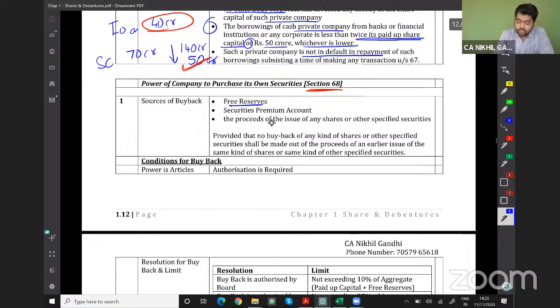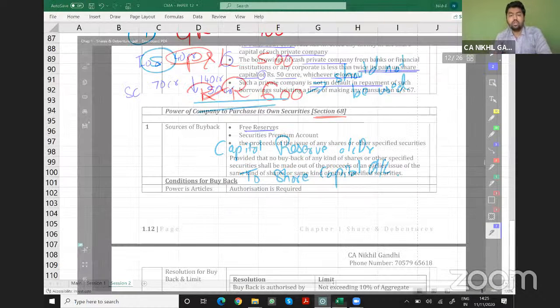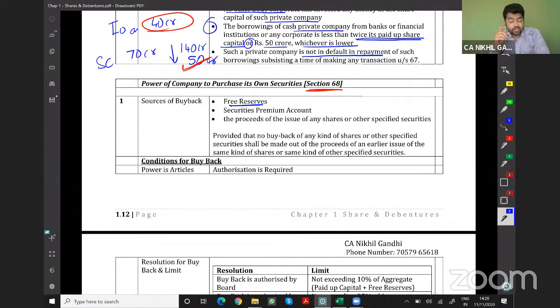Sources for your buyback are free reserves, securities premium, or the proceeds of issue of any shares or other specified securities. Means either you can use your free reserves or securities premium, or you can issue your shares to buy back some other type of shares. We have already discussed there can be different types of shares as well.